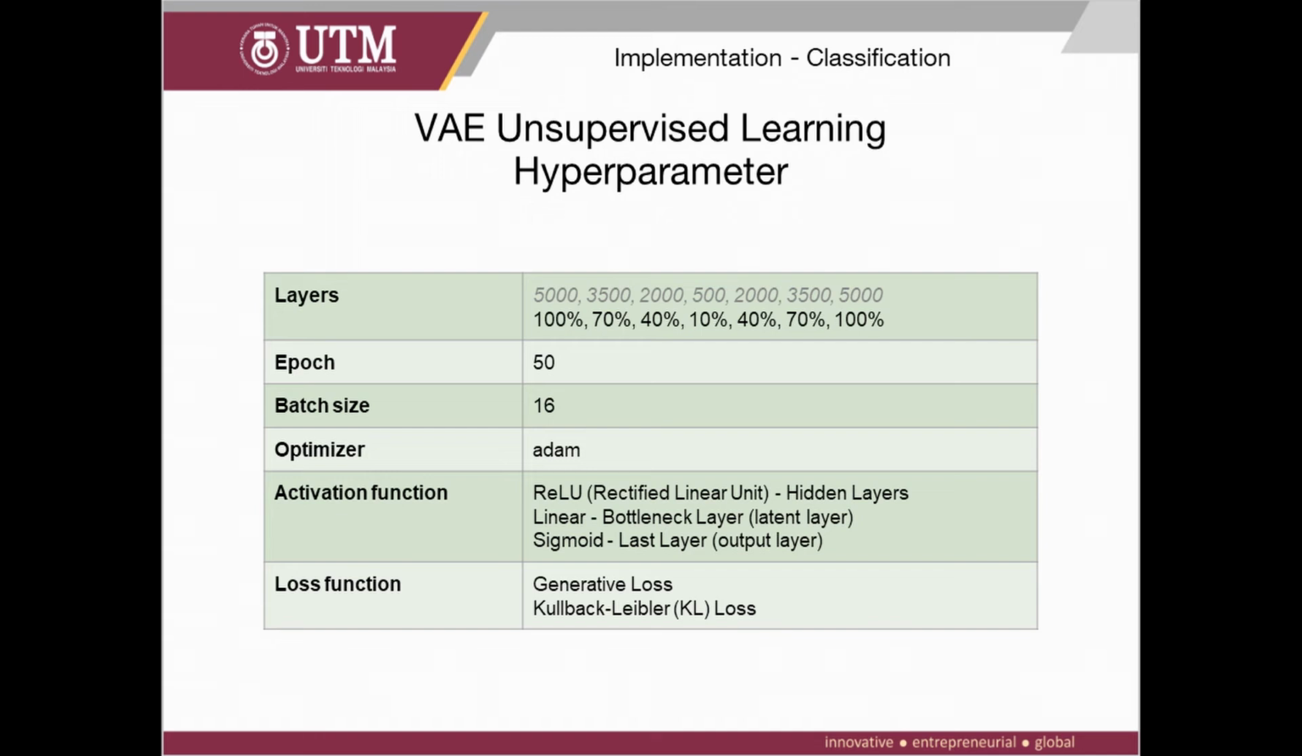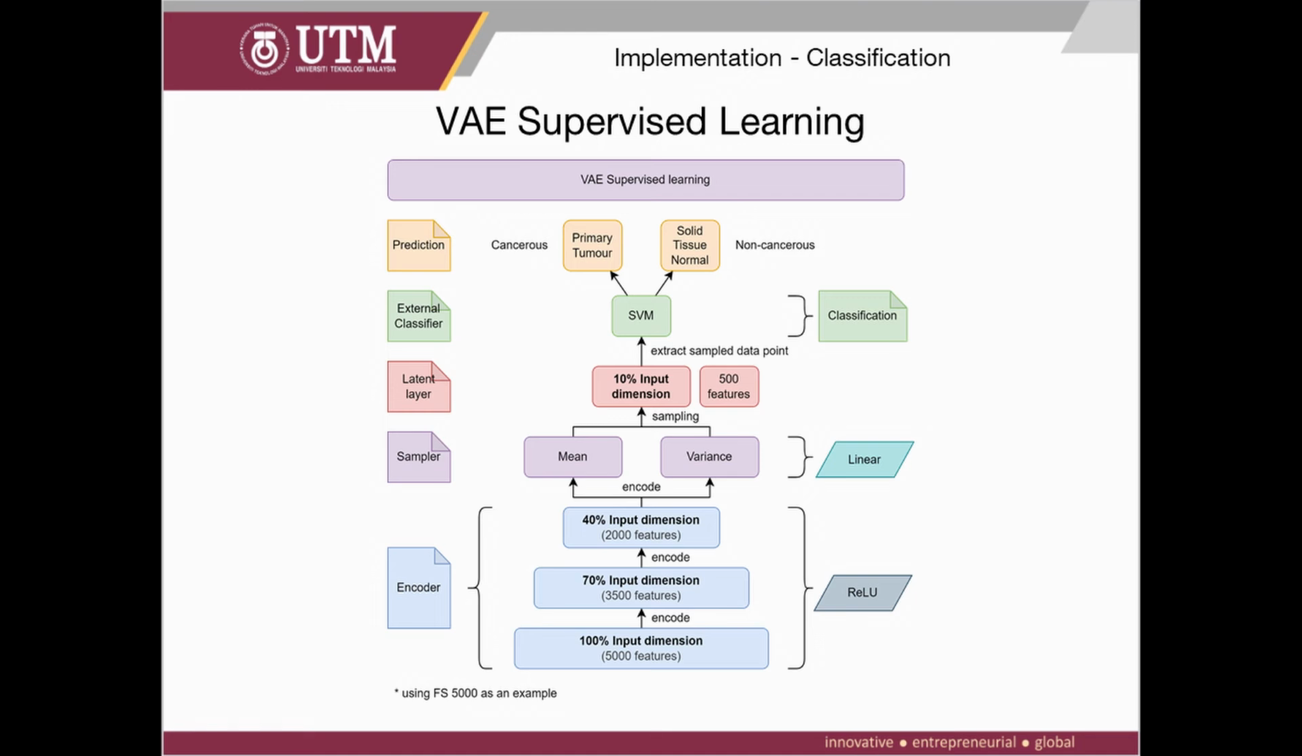The sampler of the VAE model uses linear activation function. Two loss functions are used for the VAE model, the generative loss and KL loss. These two loss functions are used since they are specific to the VAE model. The image shows the structure of the supervised VAE model.